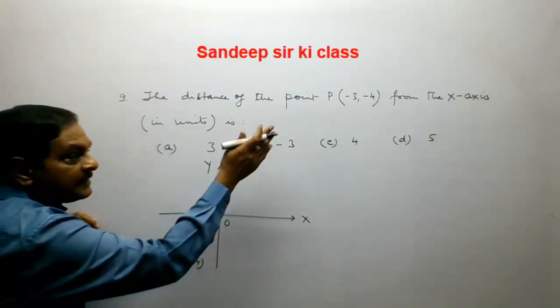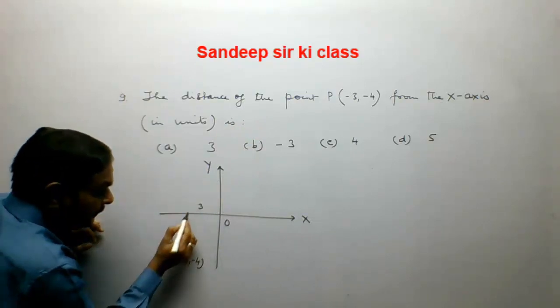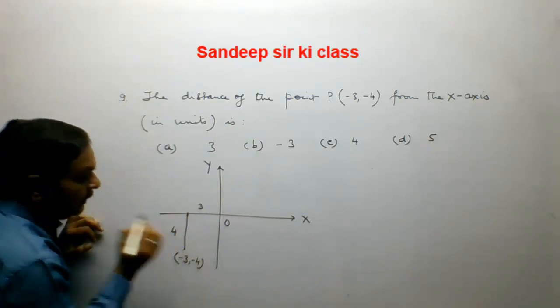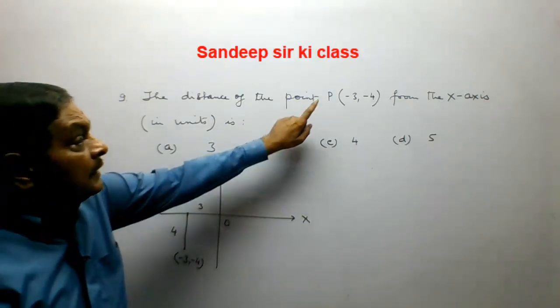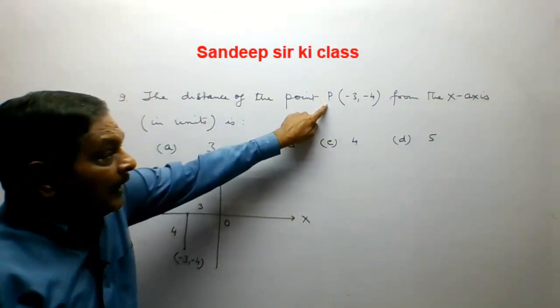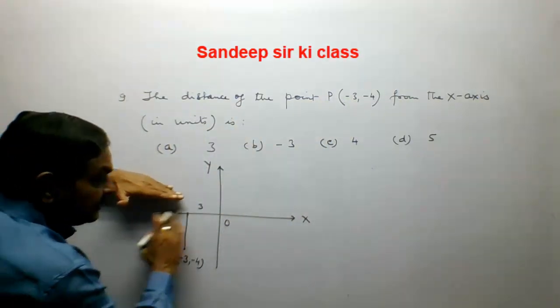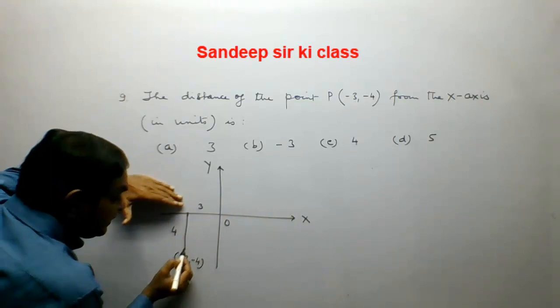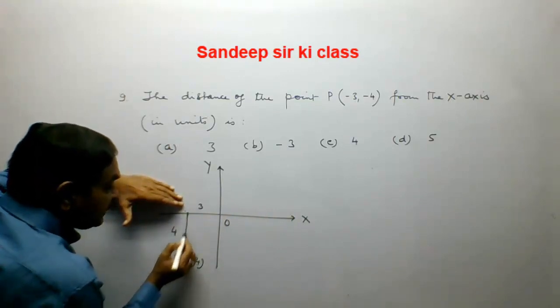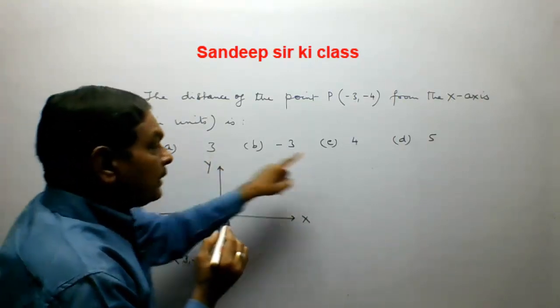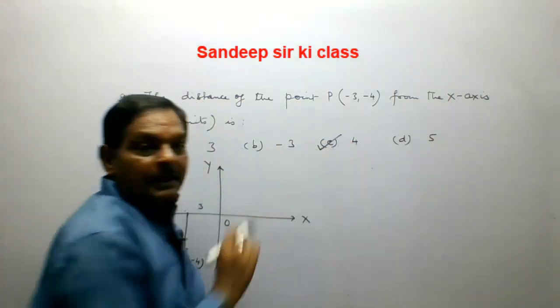Here we have moved 3 units because x is -3, so it is there in this direction. And y is in negative direction, so this distance is 4. Now we want the distance of the point from x-axis. This is our x-axis. Distance is 4 units because this distance is 4 units. So here option C is the correct option.